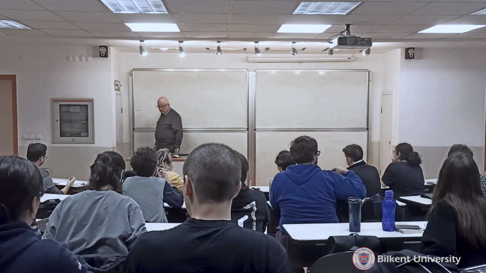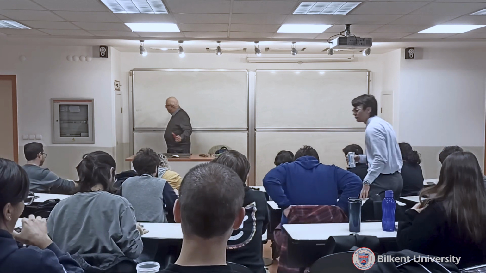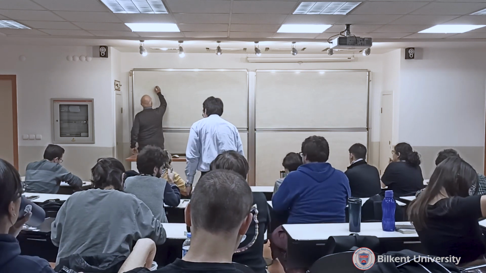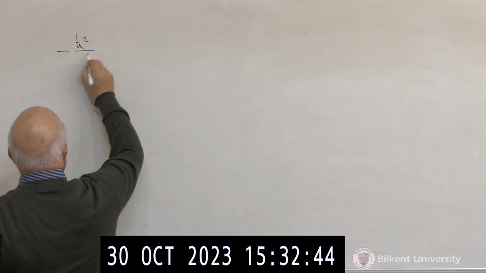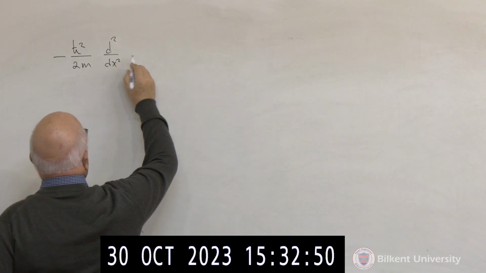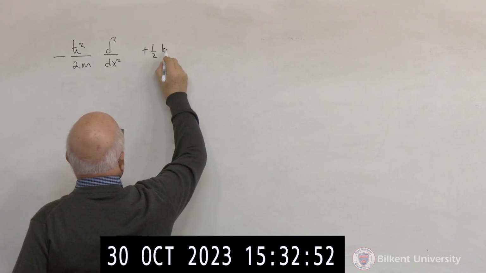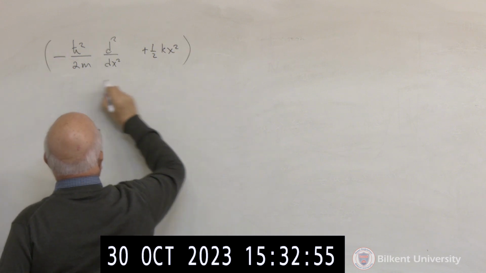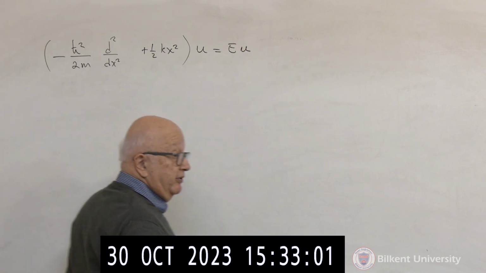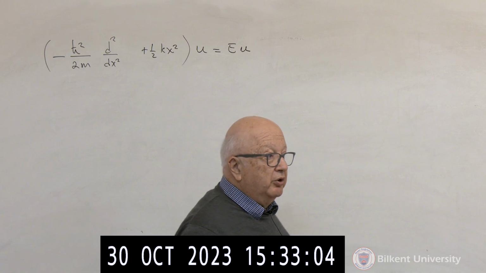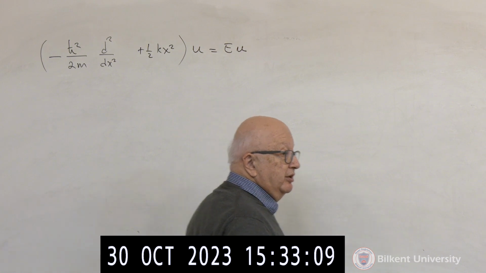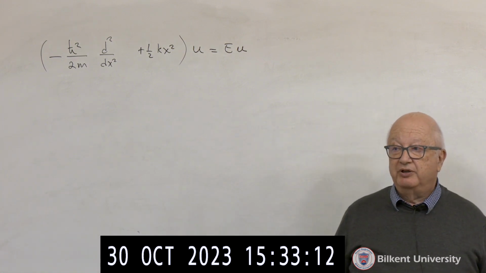Okay, so what do we have for our equation? We have the Schrödinger equation: minus h bar squared over 2m d squared dx squared plus 1 over 2 k x squared. All of this is the Hamiltonian operating on u, which gives me E u, where u is a function of x. So what we do is we look at the large x behavior of this function.